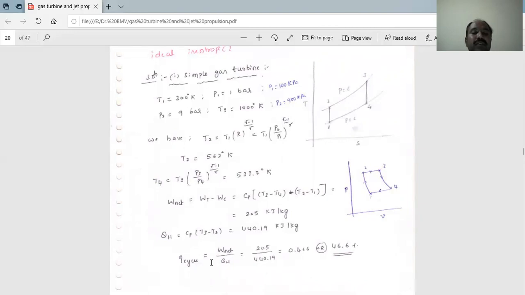Then cycle efficiency is equal to W net divided by QH, that is 205 divided by 440.19. It becomes 46.6%. This is the simple gas turbine.